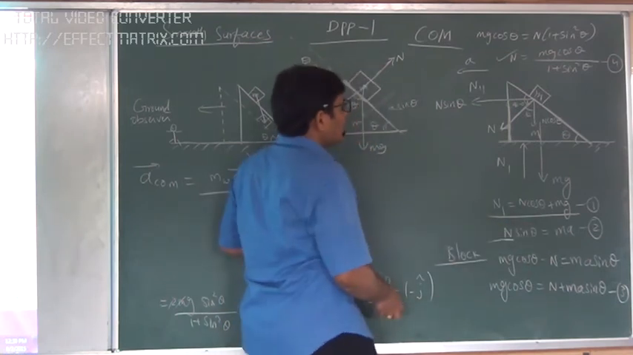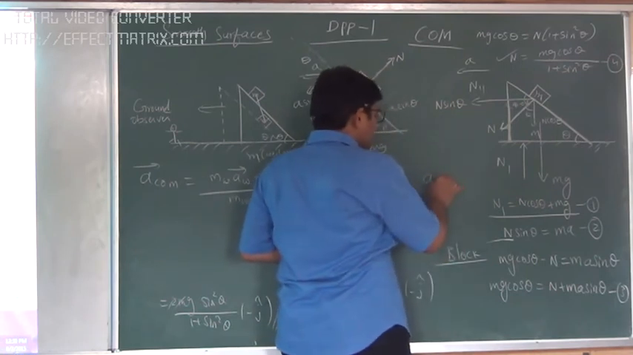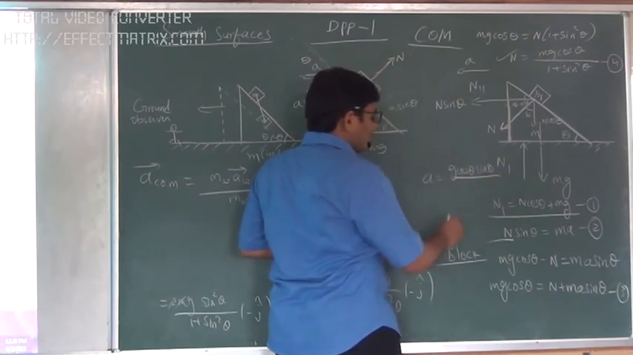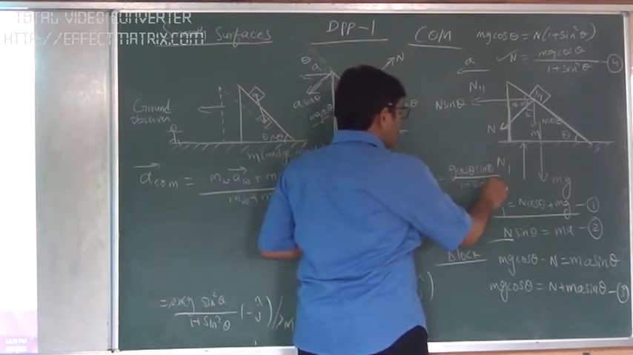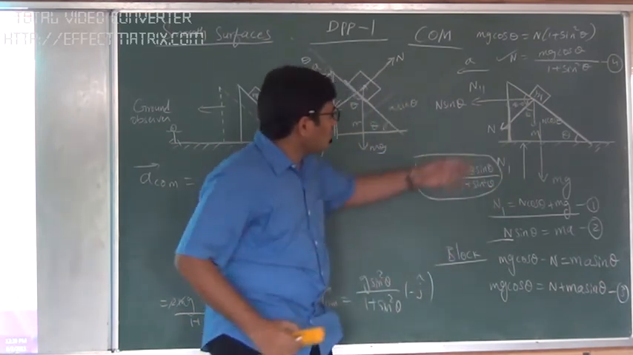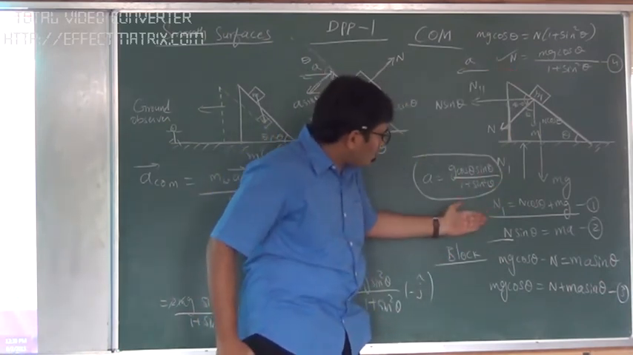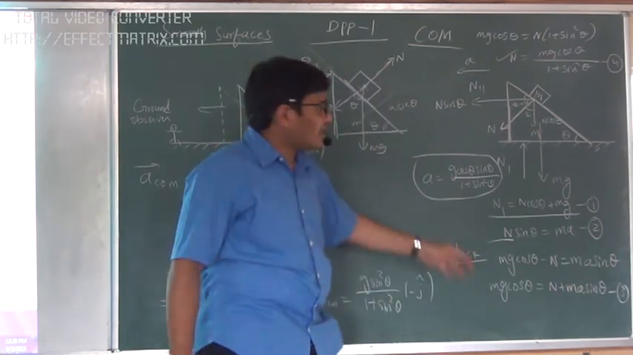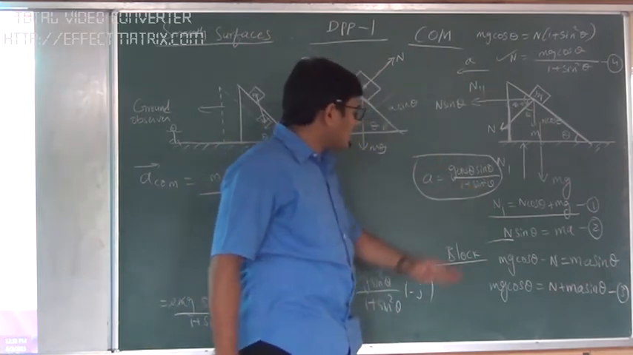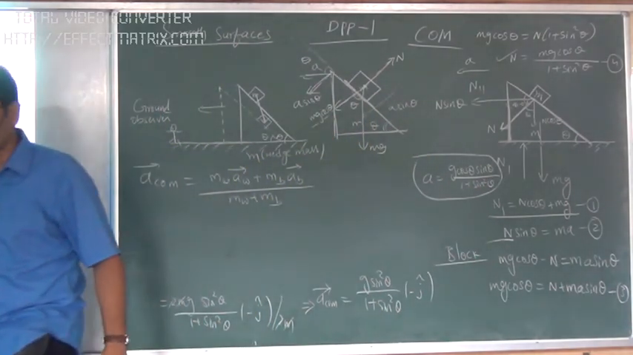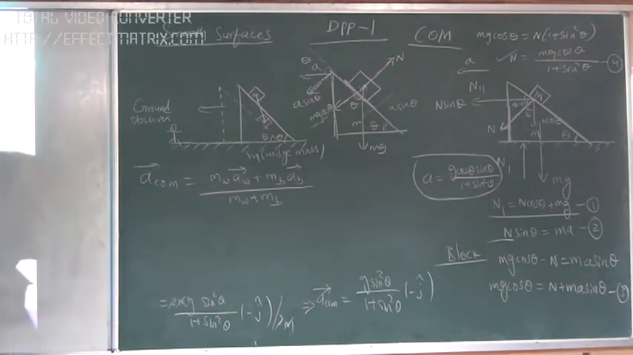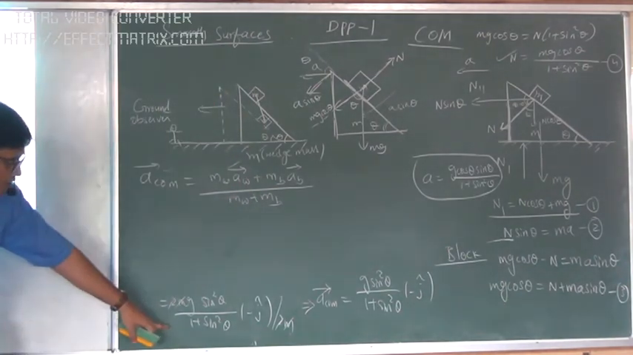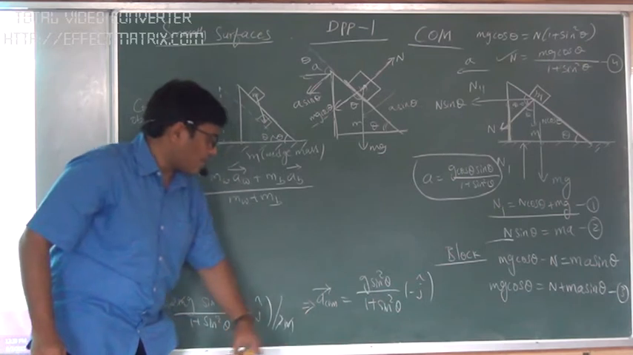How much can you say? A is equal to g cos theta sin theta upon 1 plus sin square theta. From 2 and 4 can't we get A? Yes, we can get A. So we got A as g cos theta sin theta upon 1 plus sin square theta. Now we have AW, and acceleration of center of mass also. How much we got? G sin square theta upon 1 plus sin square theta.